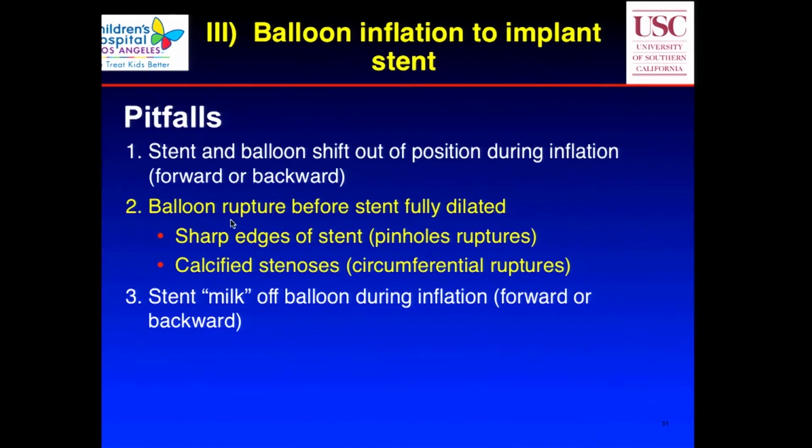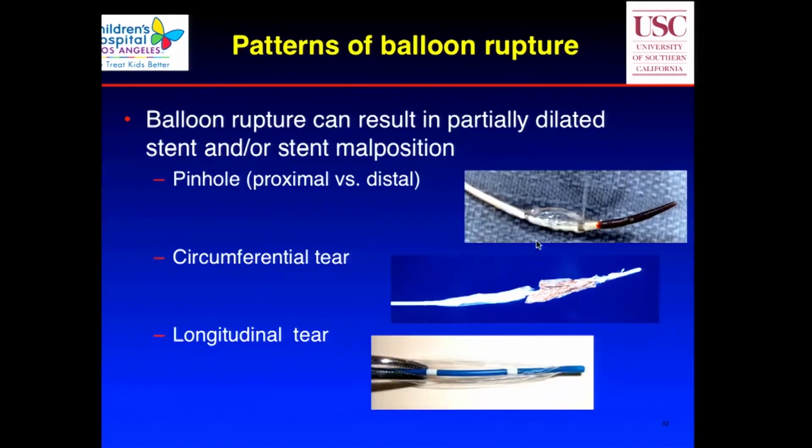Another thing that can happen is a balloon rupture, right? When the stent is inflated, the sharp edges of the stent can puncture the balloon, and there's calcium that can cause a problem. You can have three types of ruptures. One is a pinhole, one is circumferential, one is longitudinal.